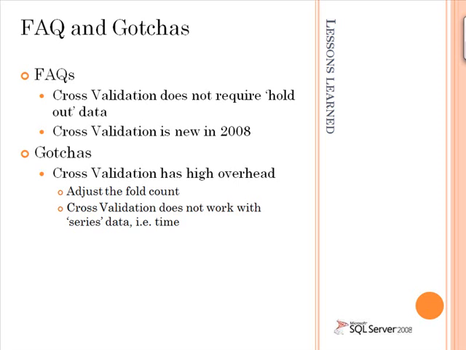A gotcha around cross-validation is that it has very, very high overhead. In order to make this more effective, you can adjust some of the parameters, in particular the fold count, and we'll see some of the other parameters in the screencast. Also, it's important to understand that cross-validation does not work with certain types of algorithms. The reason for this is because those algorithms are series dependent, and cross-validation separates, sorts, and processes without respect to those series. An example of that would be time series data. So now let's go ahead and take a look at how this process works in the screencast.